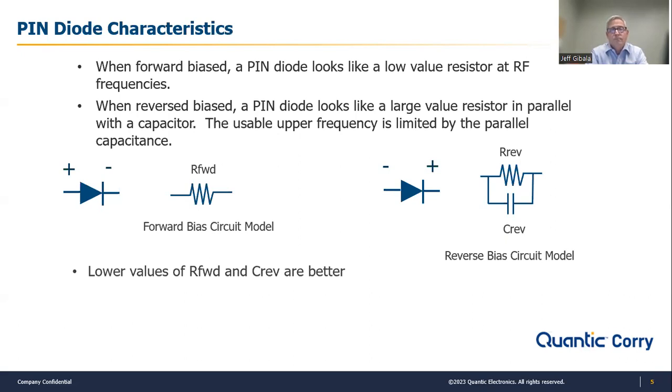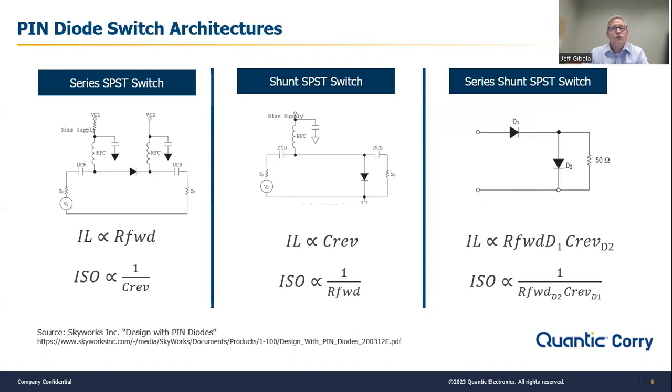Okay, and can you also share some insights on various switch architectures? Yeah, so this shows three of the basic architectures for PIN diode switches. The first one is a series single pole single throw switch. So this operates by a series diode, and this diode is controlled by the bias circuits you see there to either be forward biased or reverse biased.